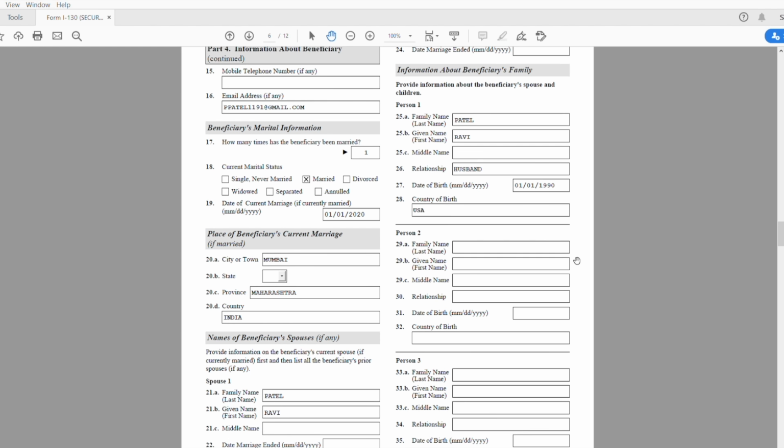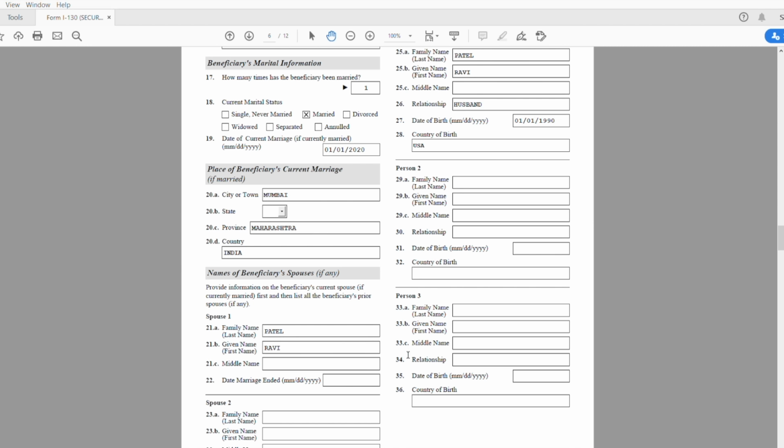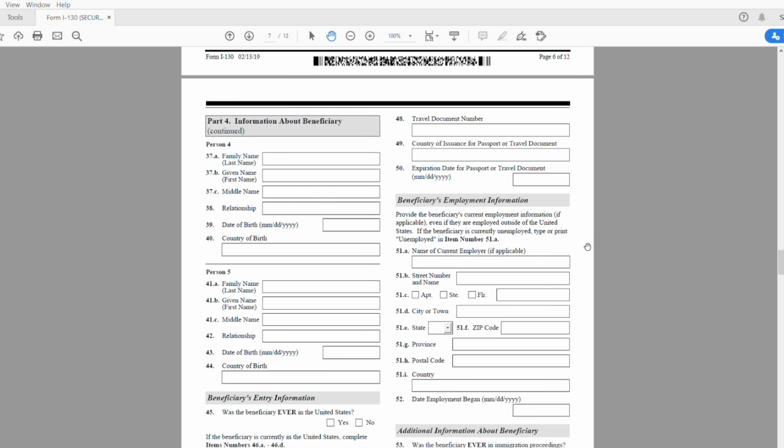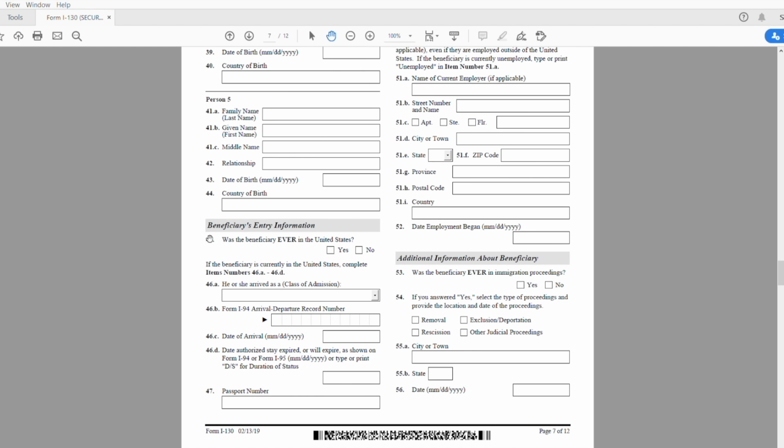Now, if Pooja had children, you would enter that information in the following boxes under person 2 and person 3. Here, Pooja has no children. So we can skip on through to beneficiary's entry information. Number 45, was the beneficiary ever in the United States? So here, Pooja has not visited the United States. Mr. Patel and her met in India when he traveled there, so we would indicate no.